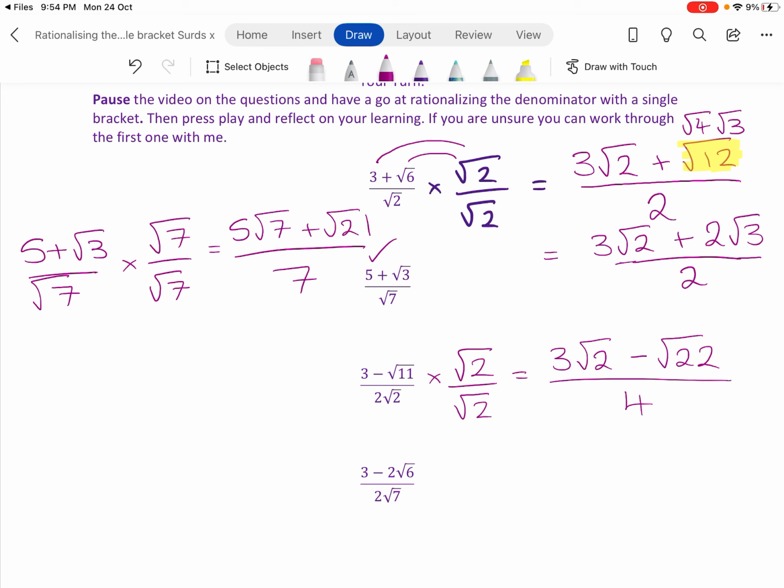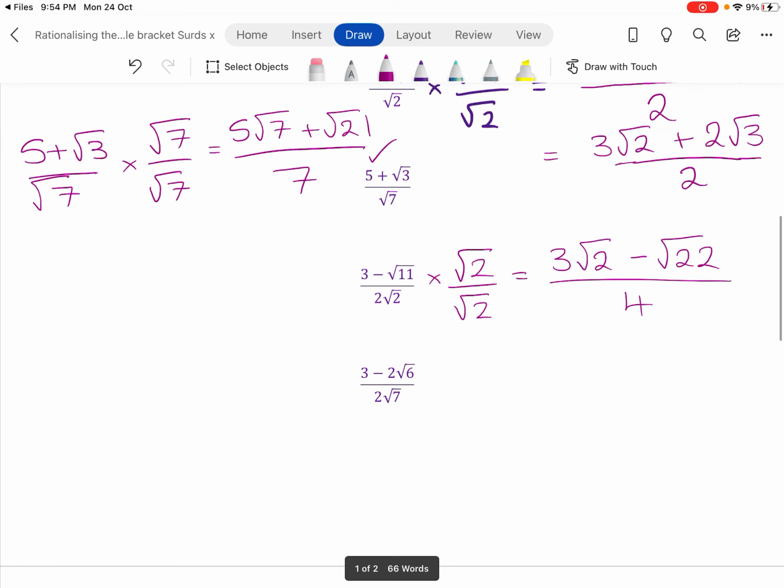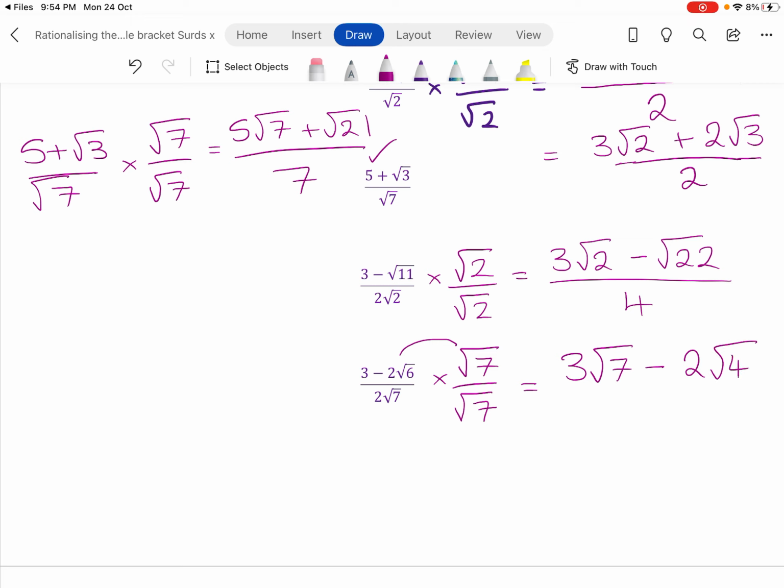For the one on the bottom, we are going to multiply it by root 7, so root 7 over root 7. This will give us 3 root 7 minus, now this bit's a little bit tricky, 2 root 42. On the bottom, we are going to get 2 times 7, which is going to give us 14. Now, 42, we checked this earlier, does not simplify. So we've actually rationalised our denominator here.